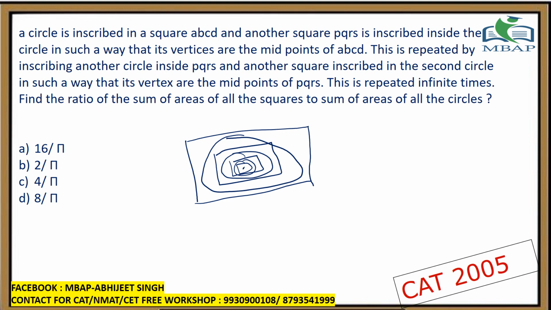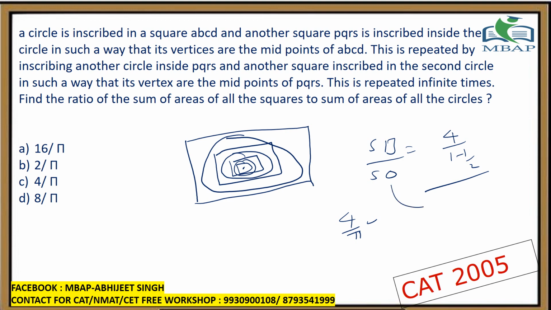Now you know they are talking about infinite times, which means they want the sum of all the squares to the sum of all the circles, which you all know is nothing but a 4 by pi series. Why is it so? If you have to find the sum of all the possible squares, the first square has an area of 4, the common ratio is 1 by 2, so the sum of all the possible squares is nothing but 4 divided by 1 minus 1 by 2.